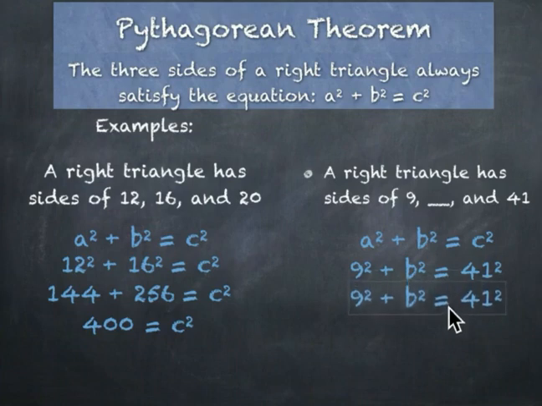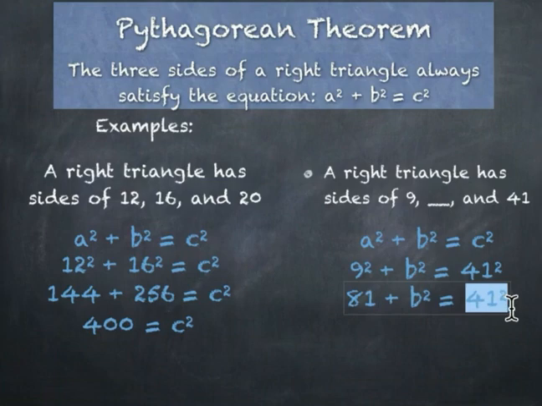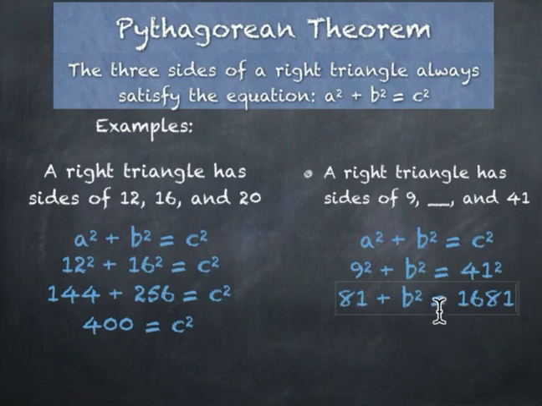If we do some more arithmetic, 9 squared is 81, 41 squared is 1,681, and so if we subtract 81 from both sides, we get that b squared is equal to 1600. 1600, if you take its square root, gives us a side length of, what is that, 40, I think? Yeah, 40.